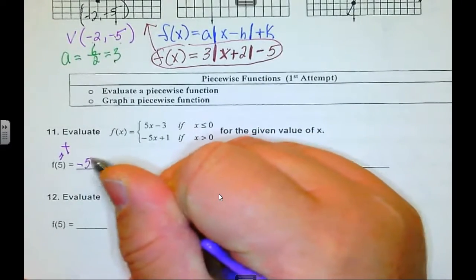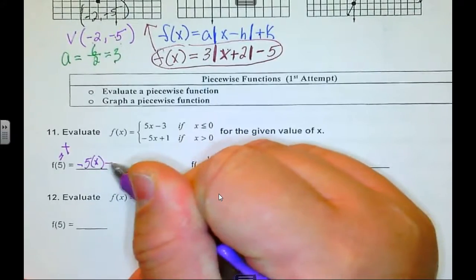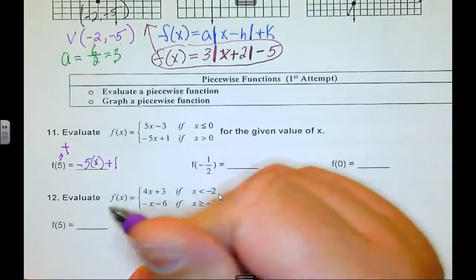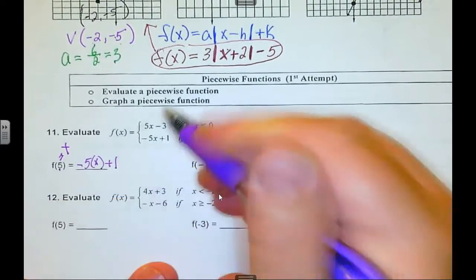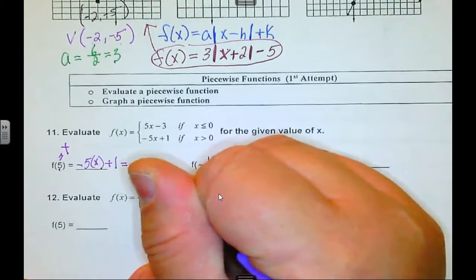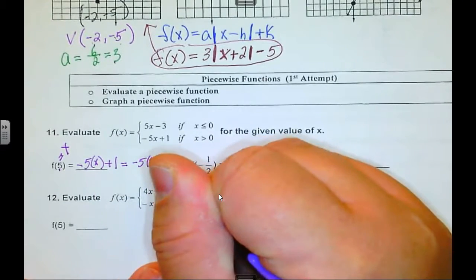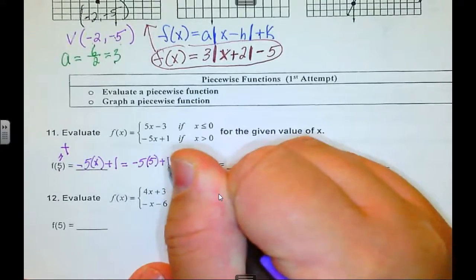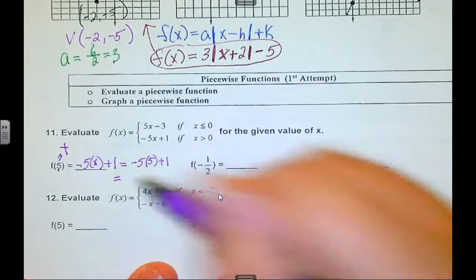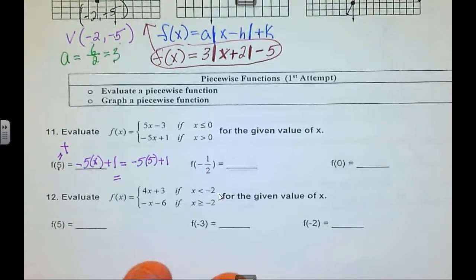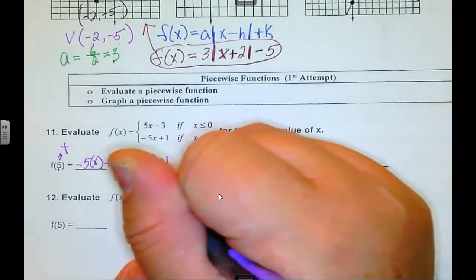So you have to use this function, negative 5x plus 1. So you stick in what x is equal. Negative 5 times 5 plus 1, which equals negative 25 plus 1, negative 24.